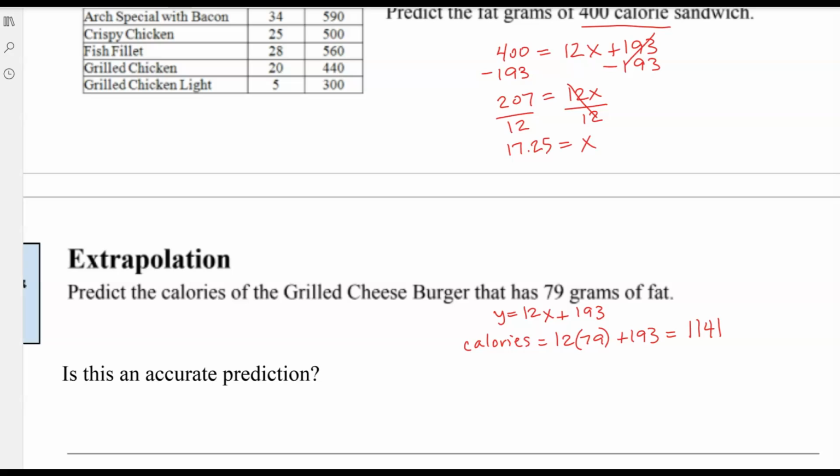If we did go ahead and use our model, then of course we would substitute 79 for the x, since that's the grams of fat, and then do the arithmetic to find the number of calories, which is the y value, and we would find that the sandwich has 1,141 calories. Is that an accurate prediction? Probably not. It might be, but we just don't know.